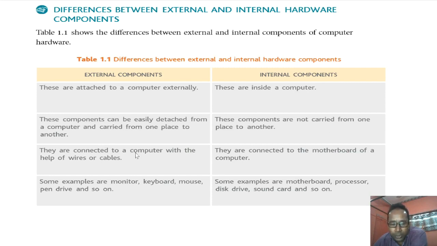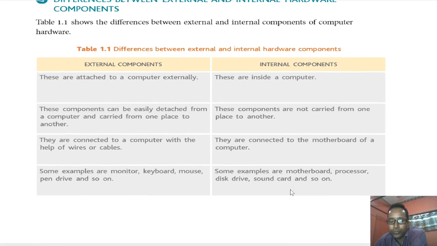The external components are connected to the motherboard with the help of wires or cables, sometimes wirelessly without cable. And these internal components are directly connected to the motherboard. Some examples of external hardware components are monitor, keyboard, mouse, pen drives, and so on. And examples of internal hardware components are motherboard, processor, disk drive, sound cards, and so on.